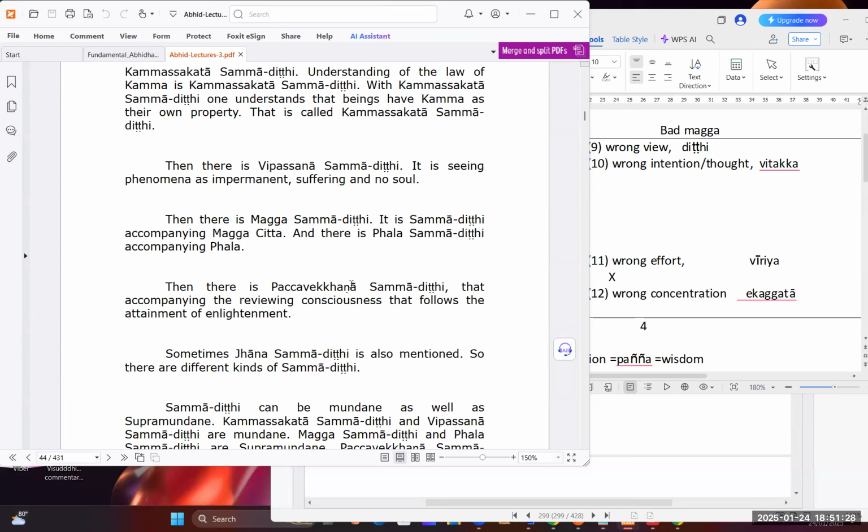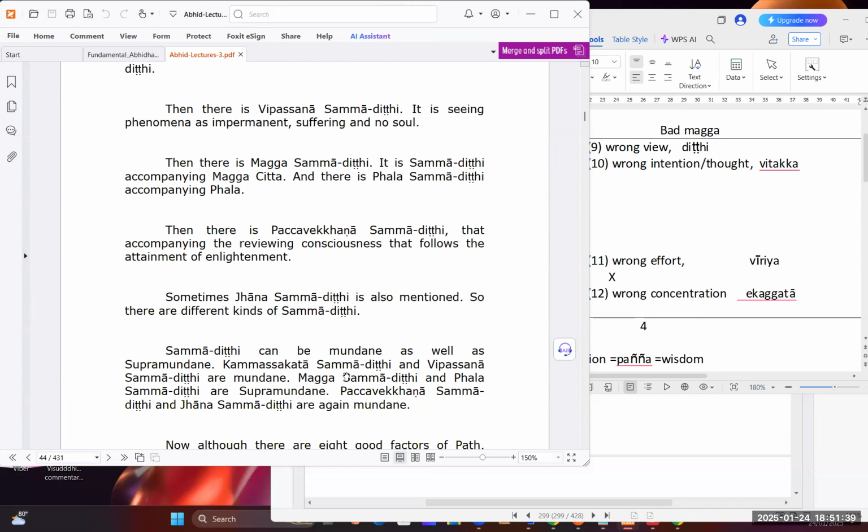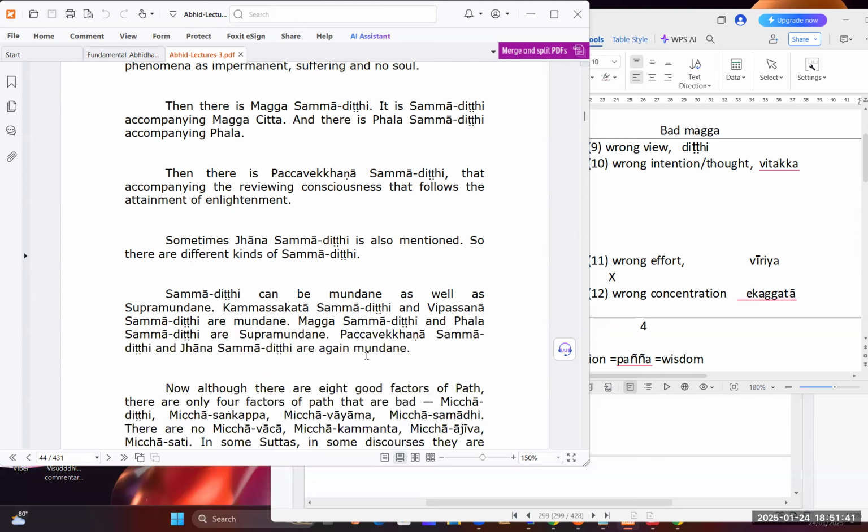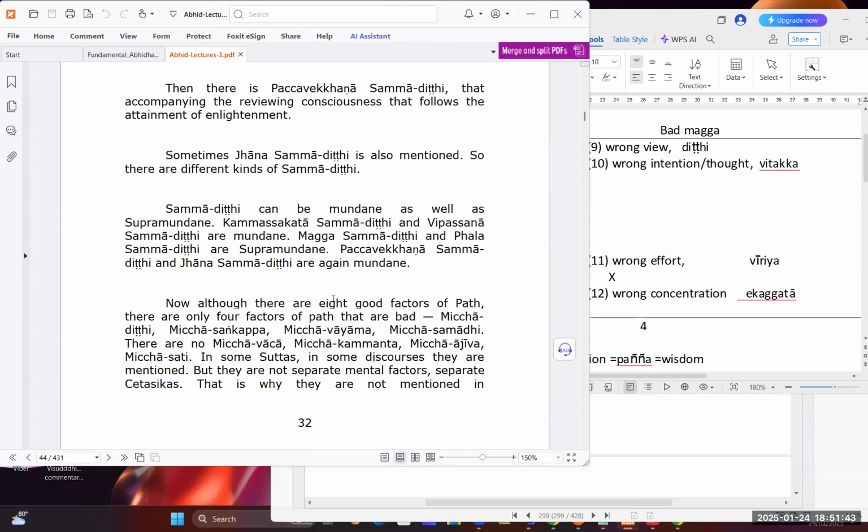Then paccavekkhana is after enlightenment, when somebody will review his path, his defilements, and so on. So you have this one. Sometimes you also have Jhāna Samadhi, right? So you can read this in the Handbook of Abhidhamma, volume 3, page 32.